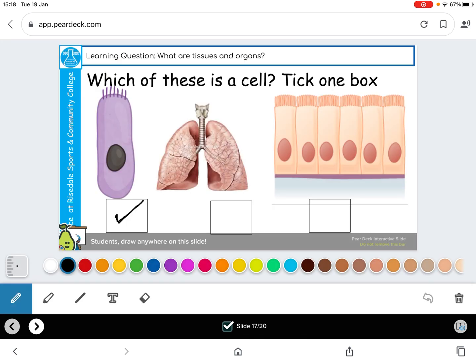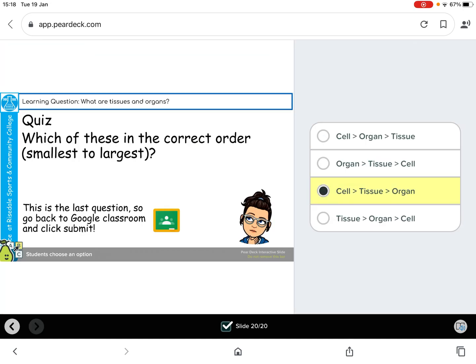So based on those definitions that you'd written down, you should have been able to work out on these pictures which one was a cell. So the first picture, the individual cell, was the cell. Which one is an organ? That's the biggest thing. And which one was the tissue? A tissue was a group of similar cells working together. Okay, and then which of these is in the correct order? So if we're looking from smallest to biggest, smallest was the cell, then a tissue, then an organ.